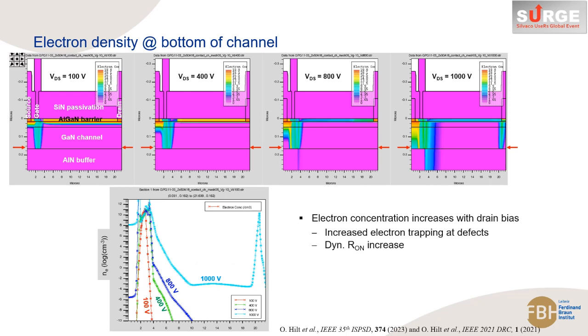Under the same drain bias conditions, we can look now at the device electron density cross-section. We can now observe electron concentration increase with the drain bias. Such increase gives yield to increase of electron trapping at defects that result in dynamic R-on increase. At high drain bias, we can observe a strong increase of electron concentration on the drain side.